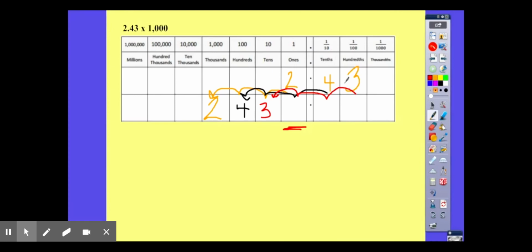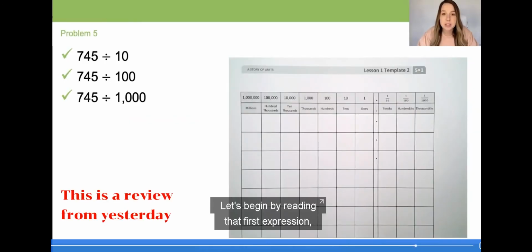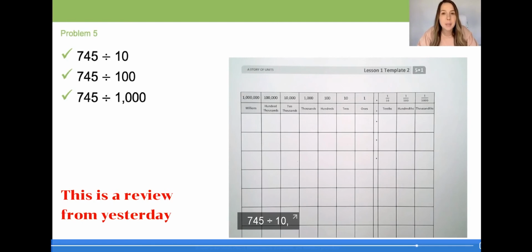This is a little different. We're still going to move it 1, 2, 3 places. But this time, we have an empty spot right here. What has to go there? What is our holder for nothing in that place value? You got it. It is a 0. So 2 43/100 times 1,000 equals 2,430.